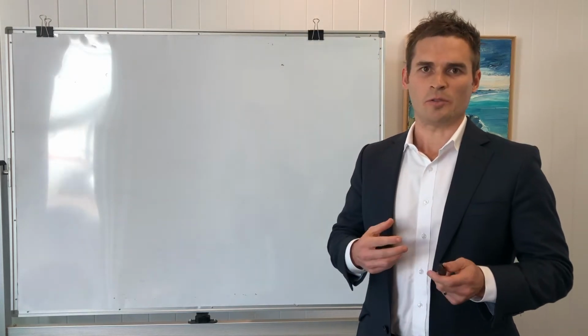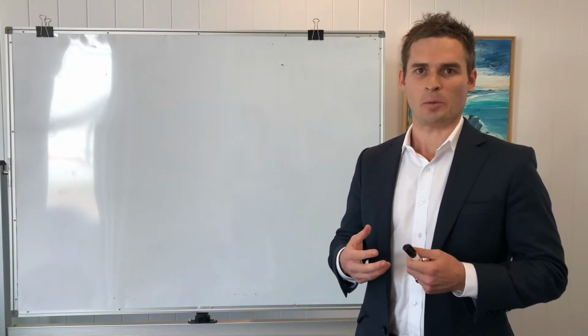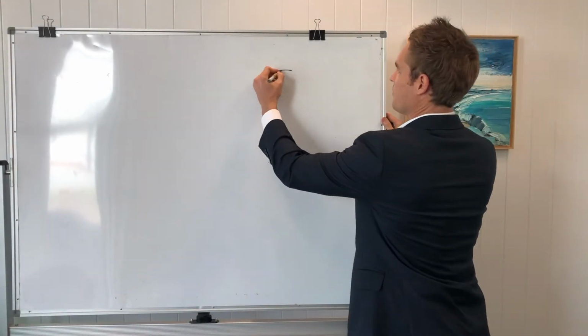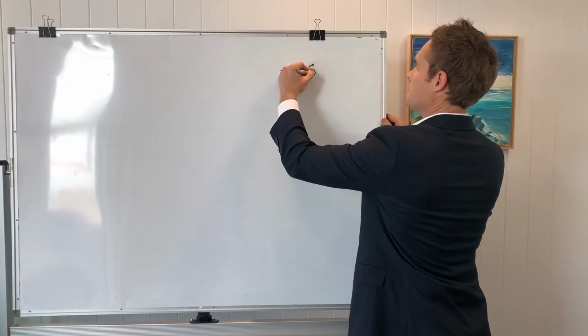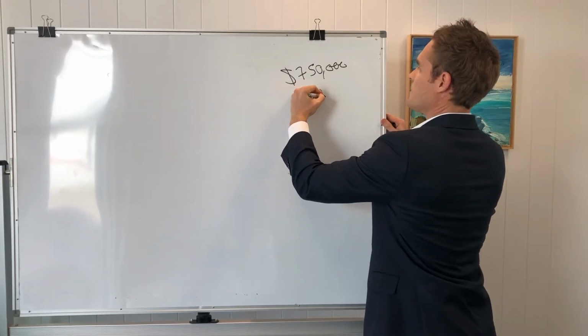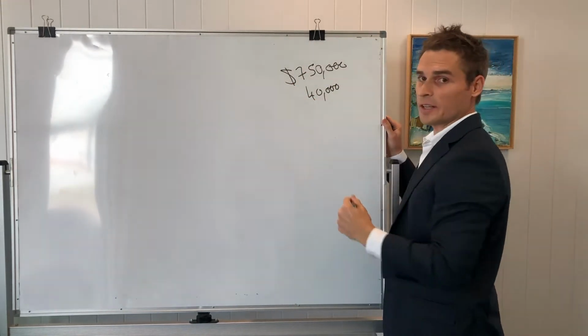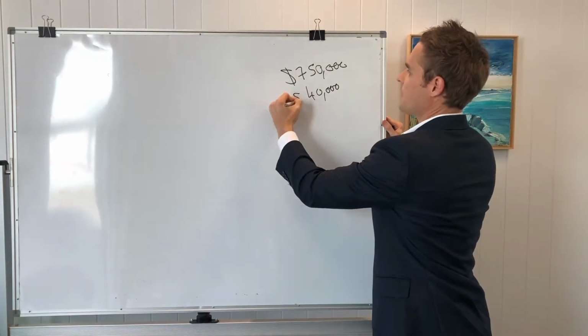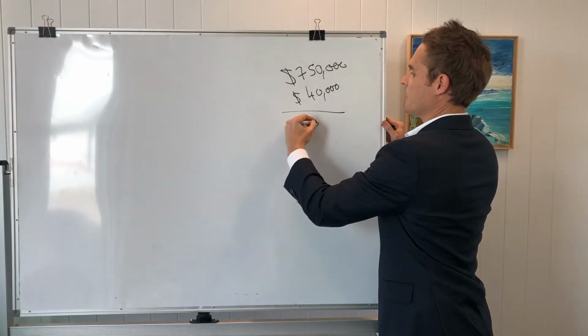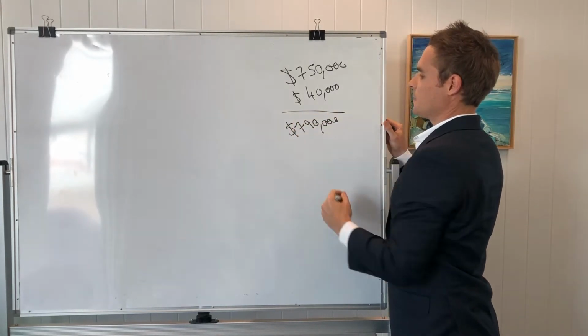So today we're going to be working through a scenario as if you were to buy one of Cunninghams' properties that's on the market at the moment at Unit 3 of number 12 Cohen Street, Fairlight. So let's assume that you buy that property for $750,000. By the time we pay for stamp duty and legal costs, there's going to be roughly another $40,000 worth of costs on top, bringing the total amount that we need to finance to $790,000.